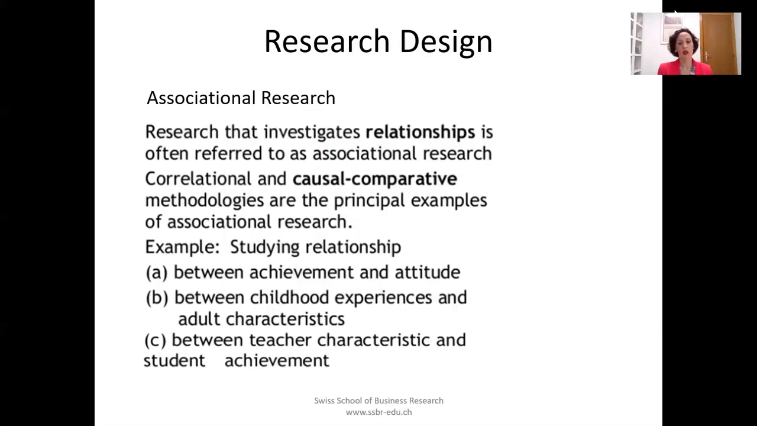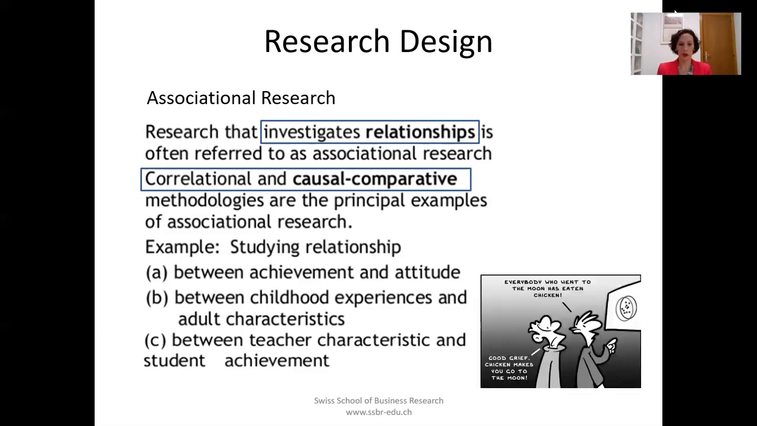Then we also have associational research. Associational research is basically that. It's testing an association. It investigates the relationship between two groups or two variables, etc. And correlational and causal comparative, as we discussed previously, is actually one of the most commonly used methodologies of associational research.